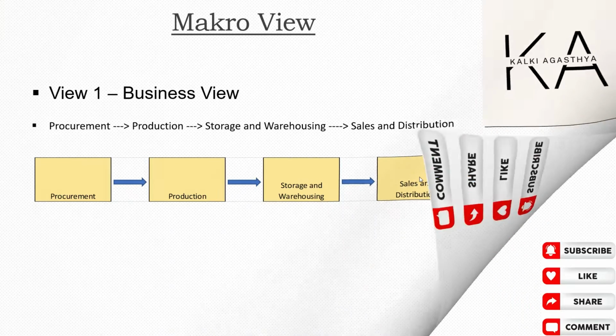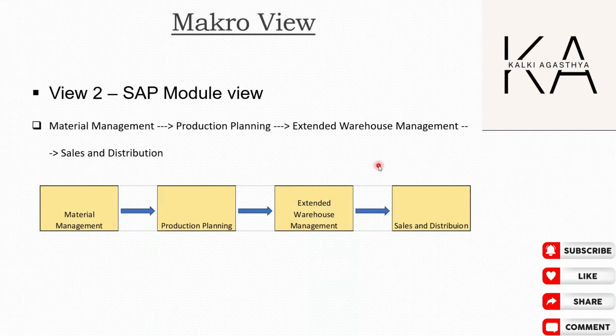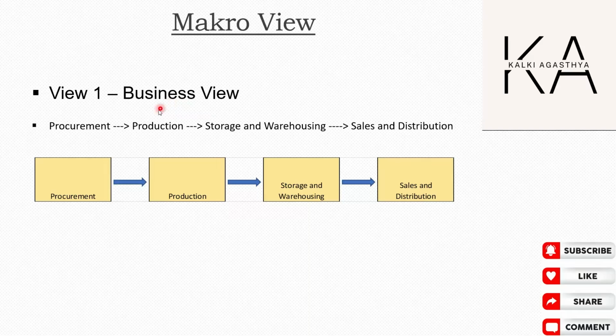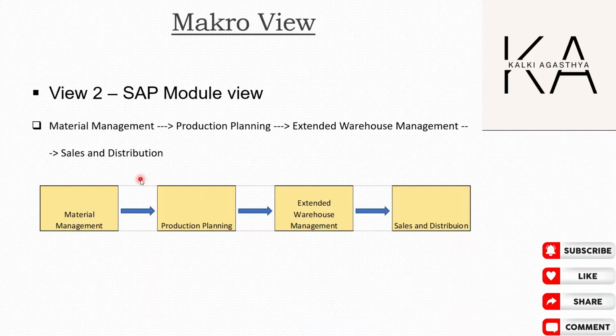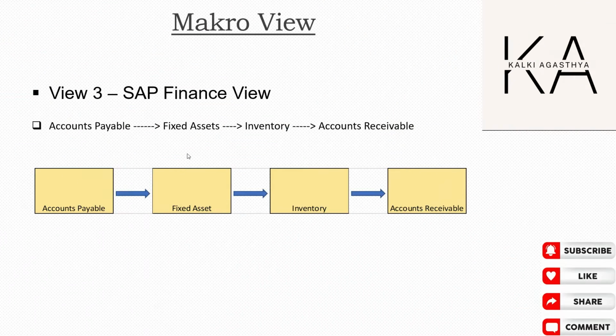Now coming back to the second view, let's try to drill down the business processes. Whatever business processes we have seen here, let's drill down and map those business processes with the SAP modules, right? So if you have to map your procurement, it can be mapped with material management as a SAP module. If you want to map your production, it could be mapped with production planning in SAP. And if you want to map your storage, it could be mapped with extended warehouse management in SAP. And if you want to map your sales and distribution, you can map it with the sales and distribution module in SAP, right?